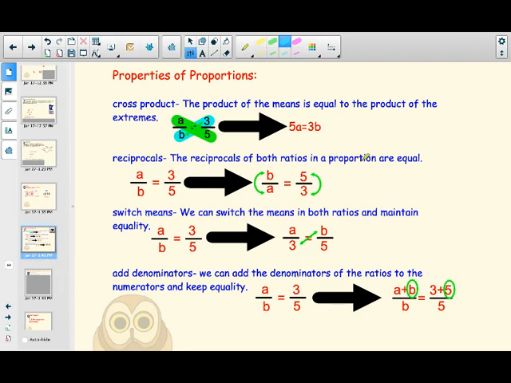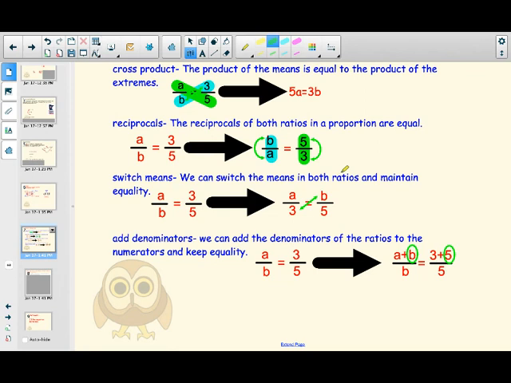Our next one is called the reciprocals. The reciprocal of both ratios in a proportion are equal. Notice we had A over B is equal to 3 over 5. We can just take the reciprocal of each one, flipping it over, B over A now is going to be equal to 5 over 3. Then we switch our means. If we remember, our means are bottom left, top right. Originally we had A over B is equal to 3 over 5. We can actually switch these two. Notice we switch the 3 and the B, and that will still maintain those being equal to one another. So we can do that and it still stays equal.